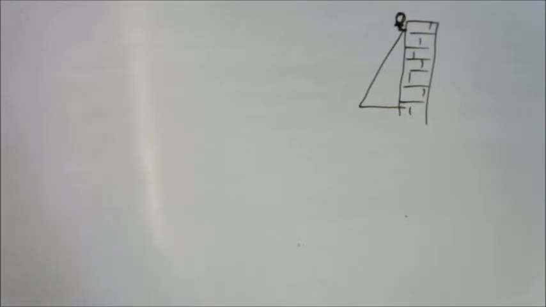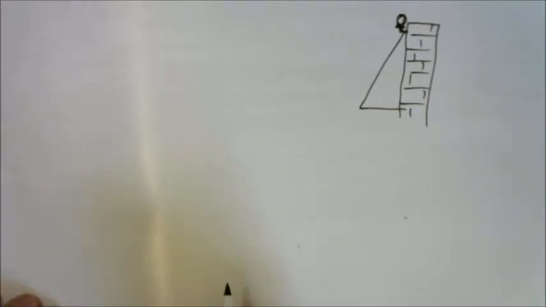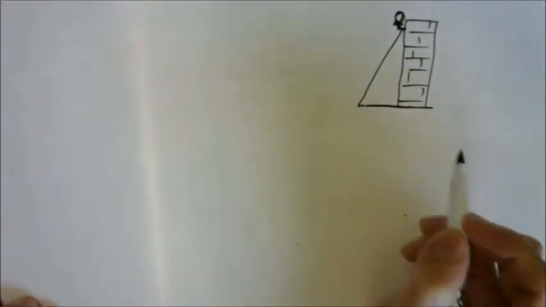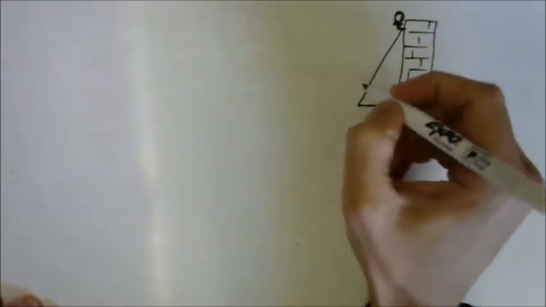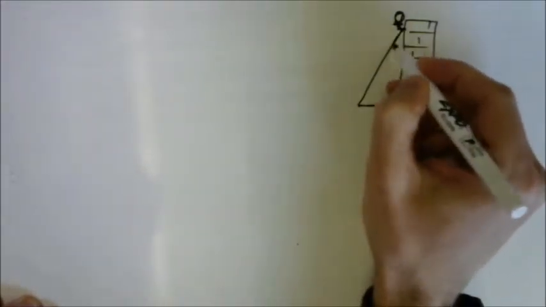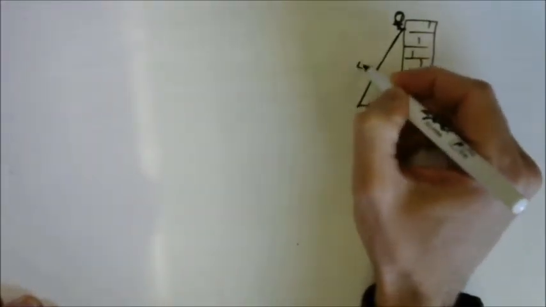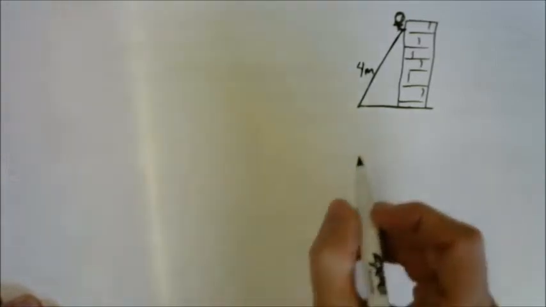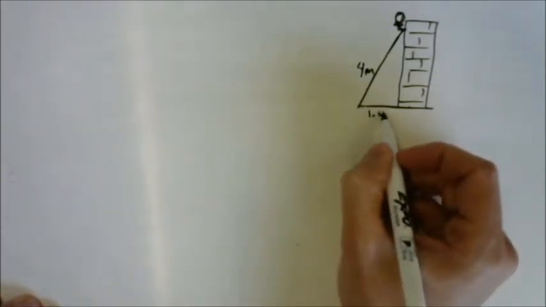So where do I label my length of 4 meters? The ladder is 4 meters long against the wall. So in this scenario, we're given the length of the hypotenuse. Now, where does that 1.4 meters come in? That's at the bottom, the distance from the wall.